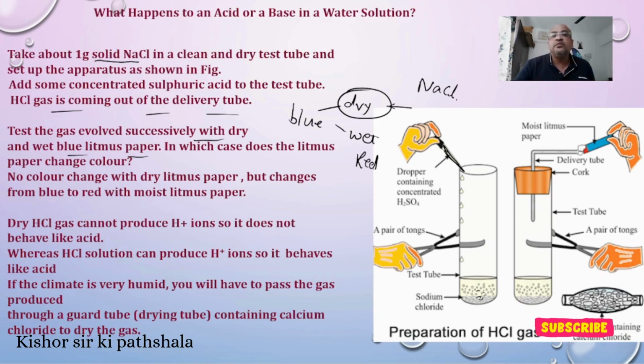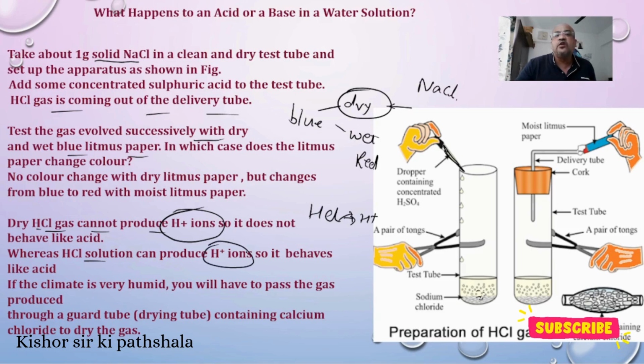Now, what is the reason behind this? The reason is that dry HCl gas cannot produce H plus ions. So dry HCl cannot produce H plus ions and it does not behave like an acid. Whereas with the moistened litmus paper, the HCl gas mixes with the water and can produce H plus ions, so it behaves like an acid.